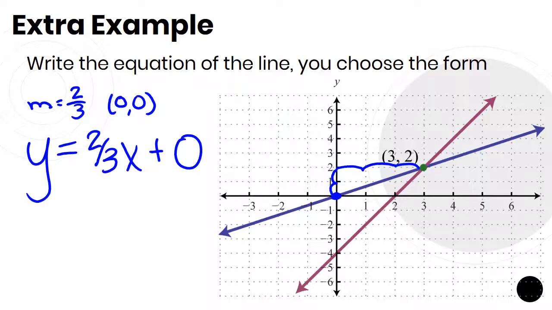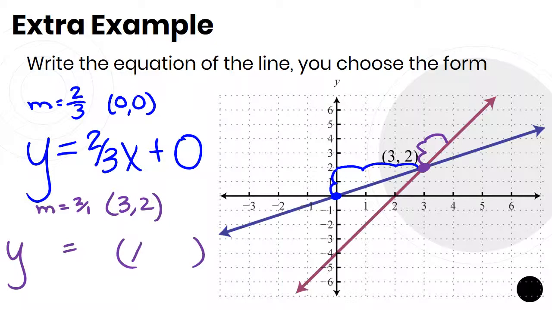Let's take a look at the purple line. I'm going to do point-slope form for this one because I have the point (3, 2), and its slope is rise 2, run 1. So my m is 2 over 1, and my point is (3, 2). So point-slope form: my slope is 2. My x number is 3, so I'm going to write x minus 3. My y value is 2, so I'm going to write y minus 2.